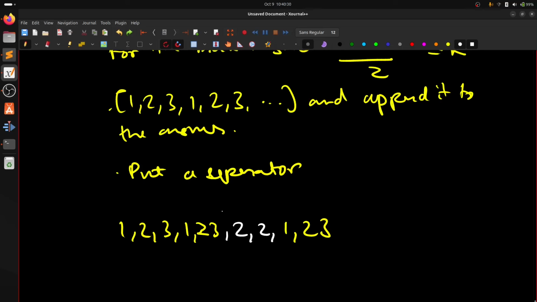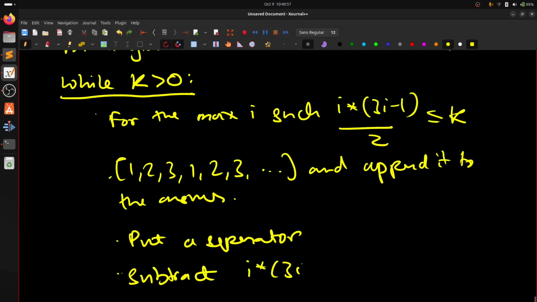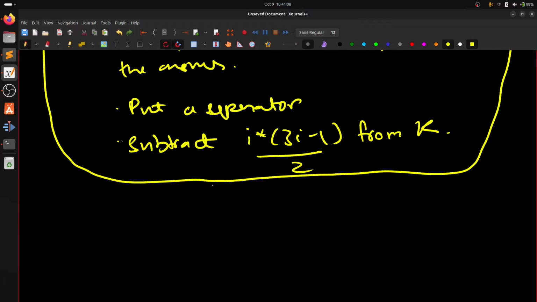Okay. So basically, while k is greater than 0, find the max size i such that i times (3i minus 1) by 2 is less than or equal to k. Append this repeating pattern to the answer and put a separator, right? And now we subtract i times (3i minus 1) by 2 from k, because that many new balanced subarrays we have created, right? And we repeat this while k is greater than 0.